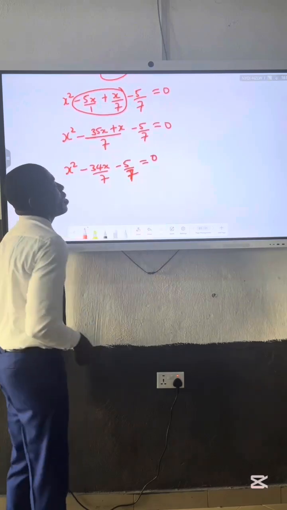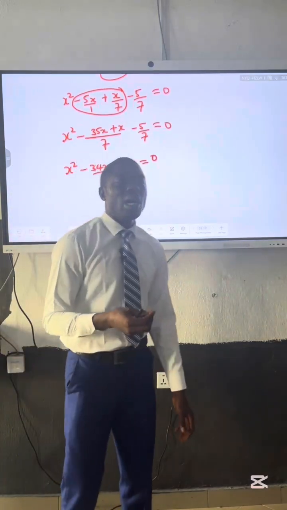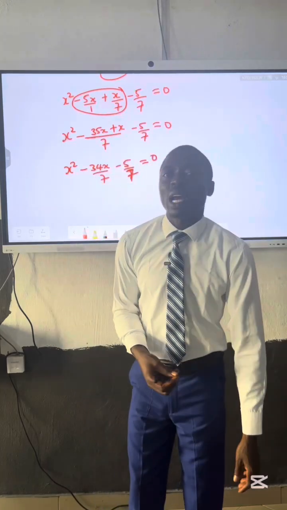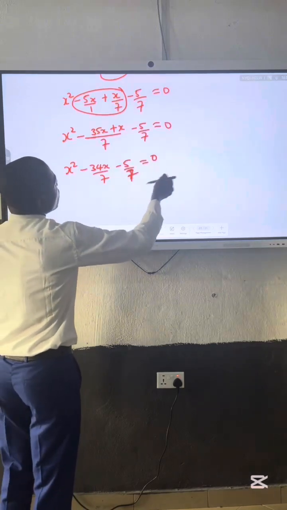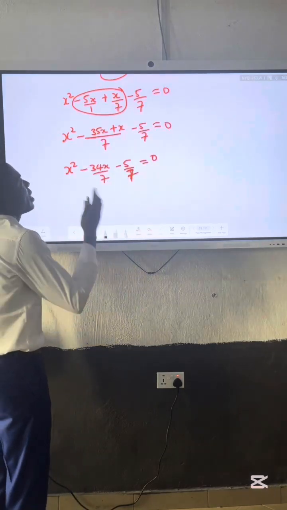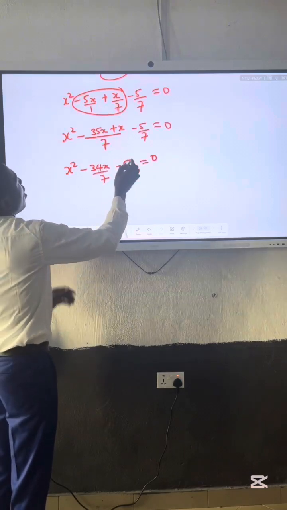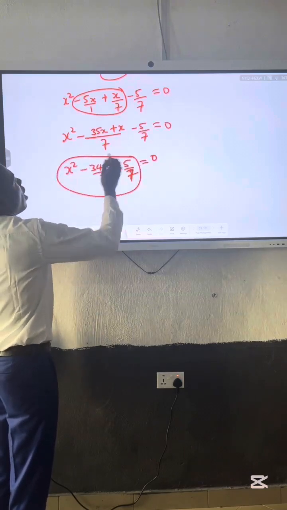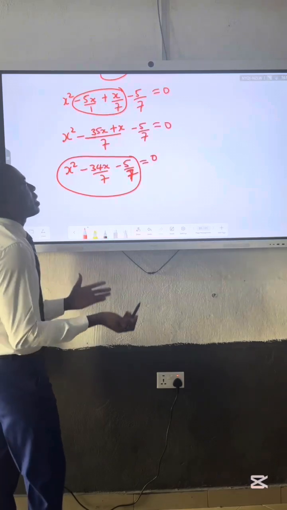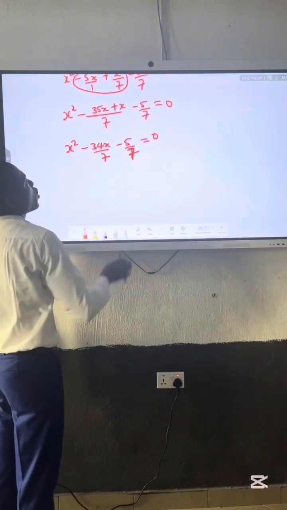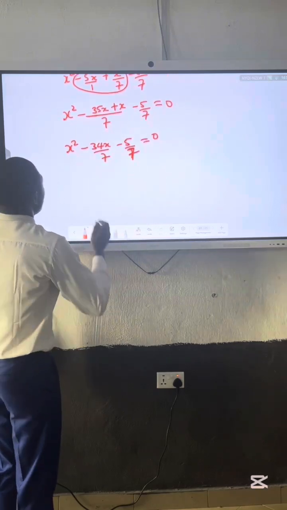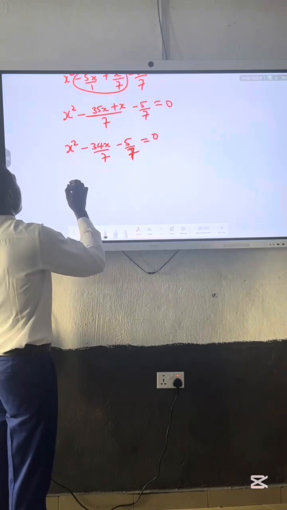Now, the final thing for you to do is to clear the entire fraction. How do you do that? Multiply the entire equation we have gotten now, both the left-hand side, which means the whole of what you are seeing here, and the right-hand side by 7, so that it will clear the entire fraction for you. All right, let's do that. So multiply the entire equation by 7. That's what I want to do now.